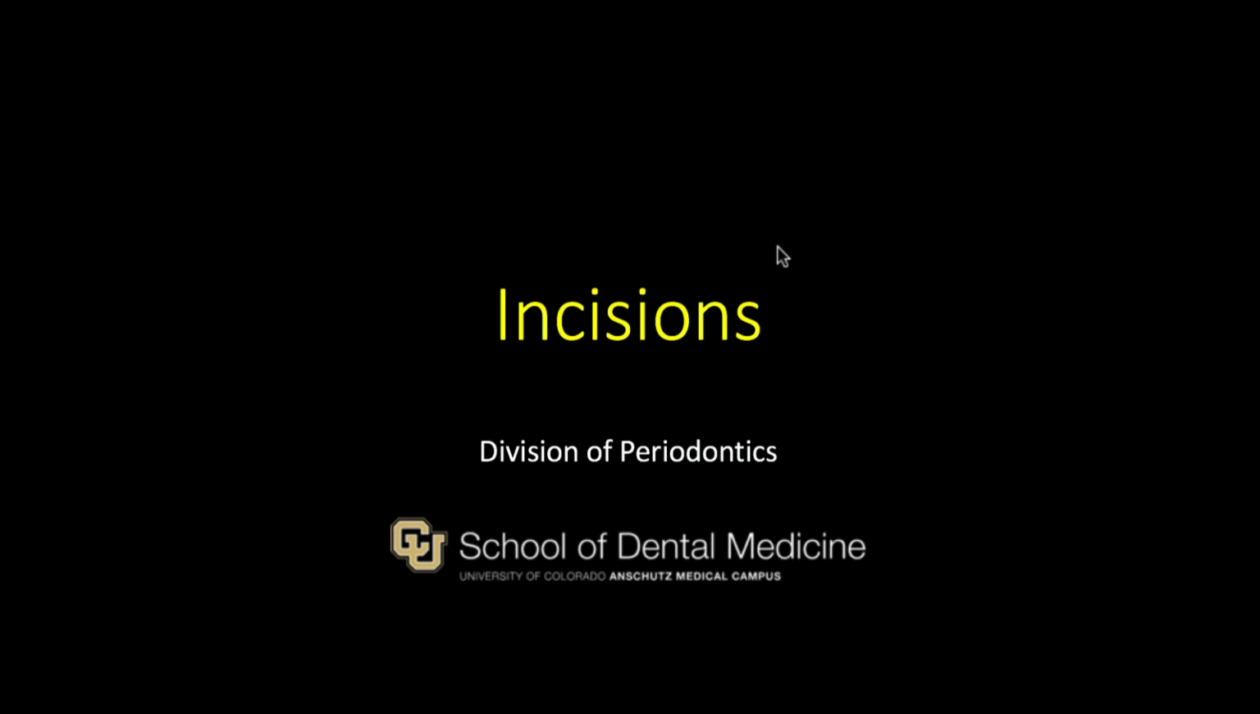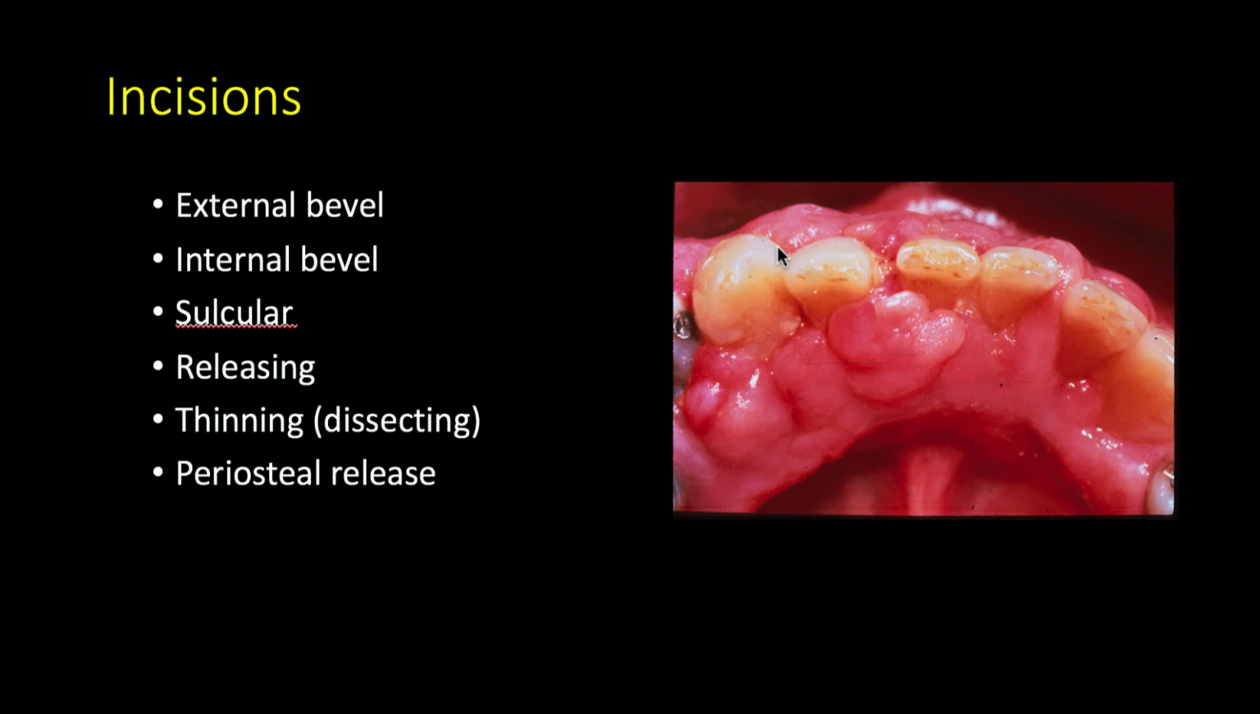In this module, we are going to cover different incision designs. There are 6 basic designs that we're going to cover: an external bevel, an internal bevel, a sulcular, a releasing, a thinning or dissecting, and finally a periosteal releasing incision. Let's start with the external bevel incision.